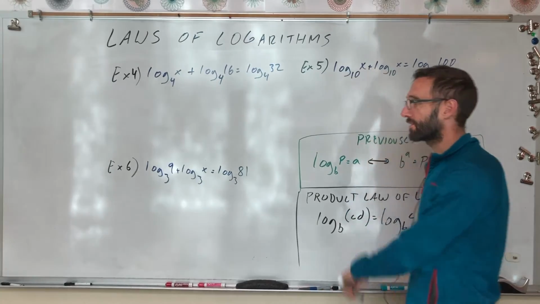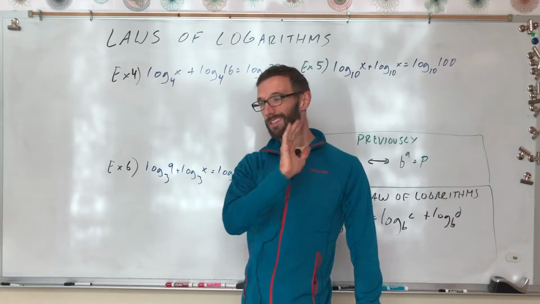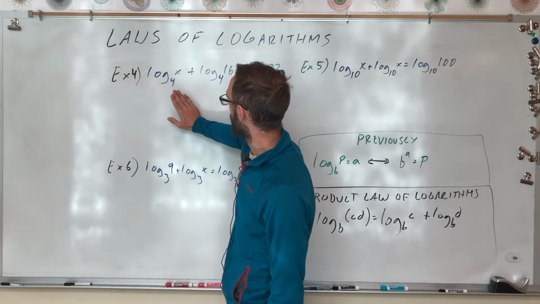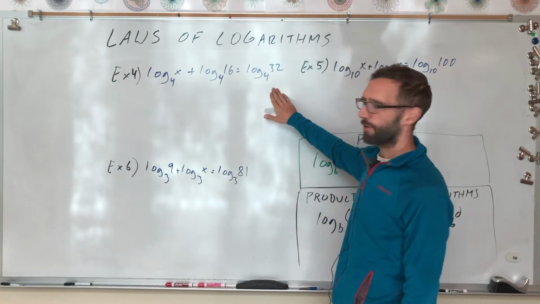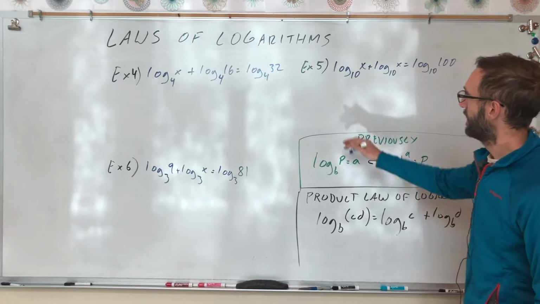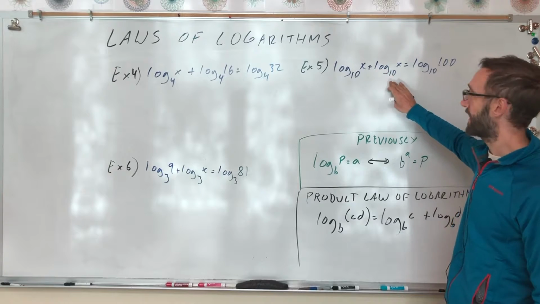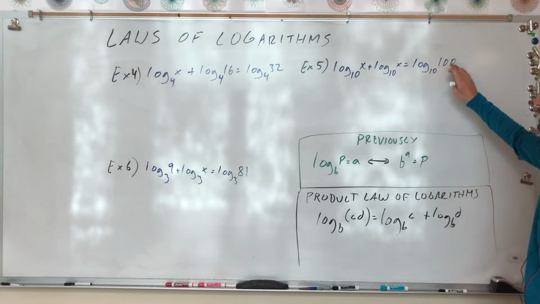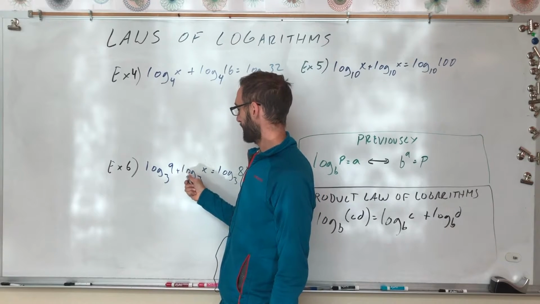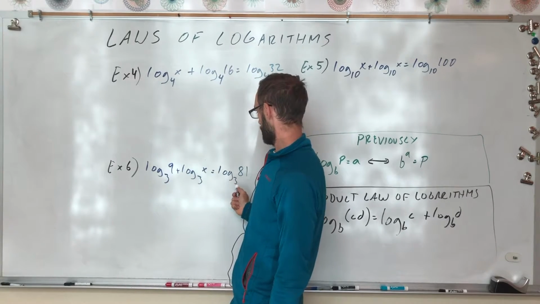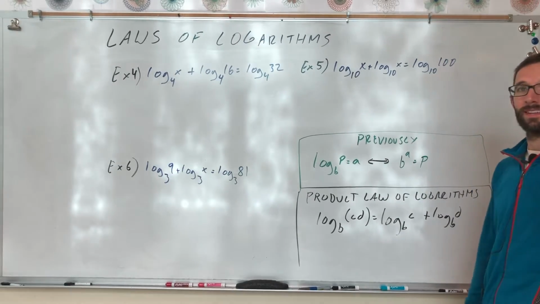Here are 3 more exercises for us to try. Notice, though, it's a little different. Log base 4 of x plus log base 4 of 16 equals log base 4 of 32. And then example 5 is log base 10 of x plus log base 10 of x equals log base 10 of 100. And then we have log base 3 of 9 plus log base 3 of x equals log base 3 of 81. It does look different, but is it impossible?